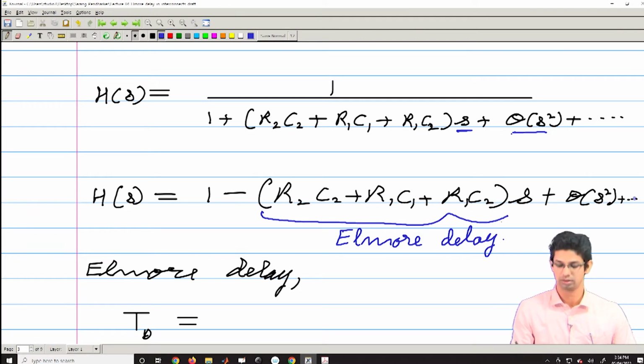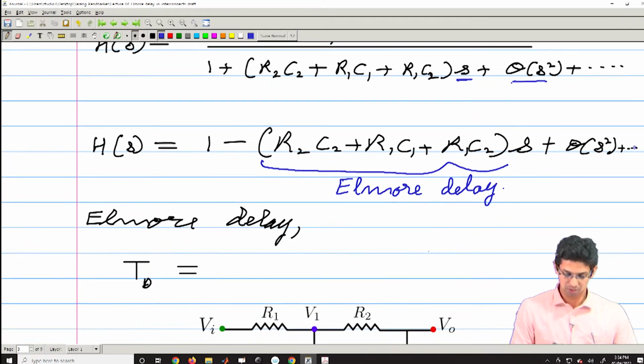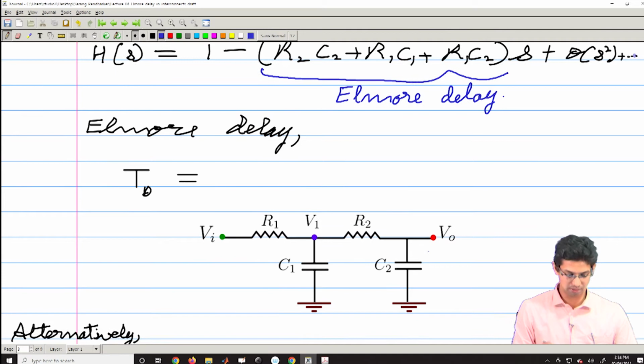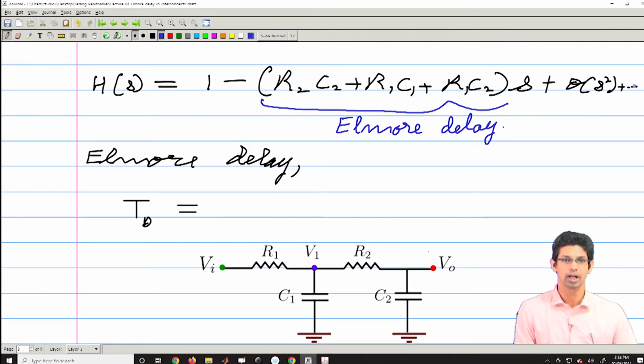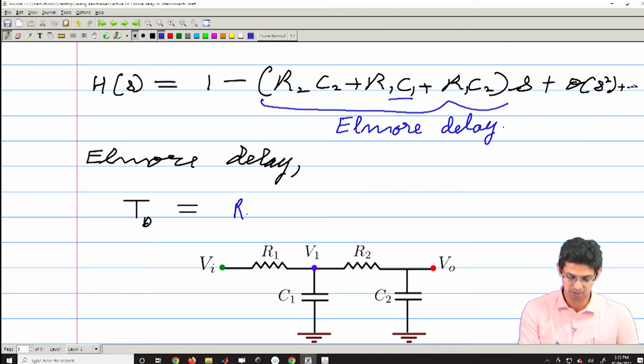So, this is your Elmore delay. If I write this Elmore delay, I can write it like this. So, I can collect it. There are 3 terms now in this. There are 2 ways of writing it. First, let us see what is the term of C1. The term of C1 is R1 into C1. Then there is the next term.